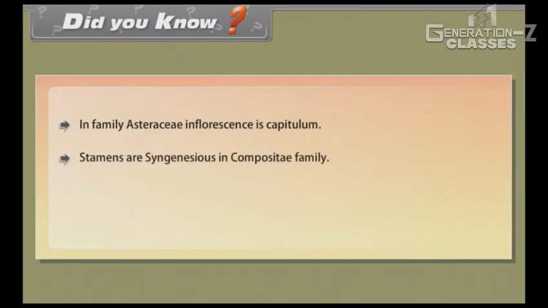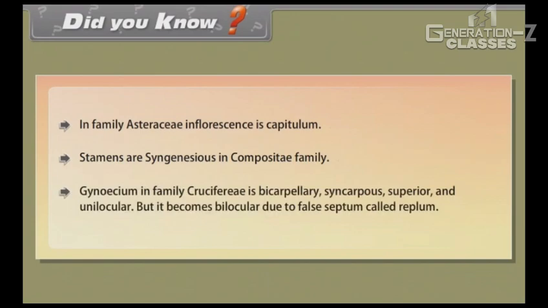Did you know, in family Asteraceae, inflorescence is capitulum. The stamens are syngenesious in the composite family. Gynoecium in family Cruciferae is bicarpellary, syncarpous, superior and unilocular, but it becomes bilocular due to a false septum called replum.